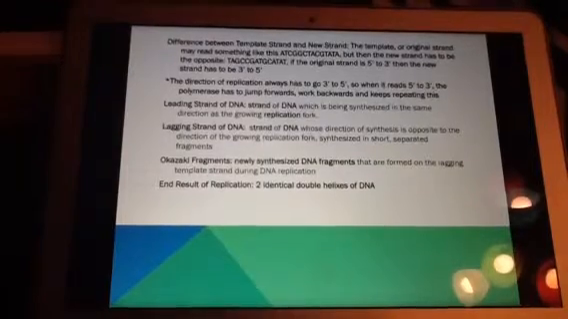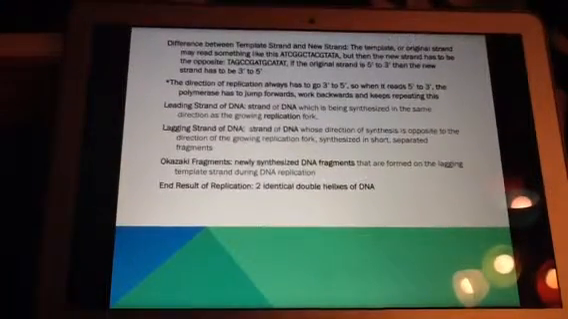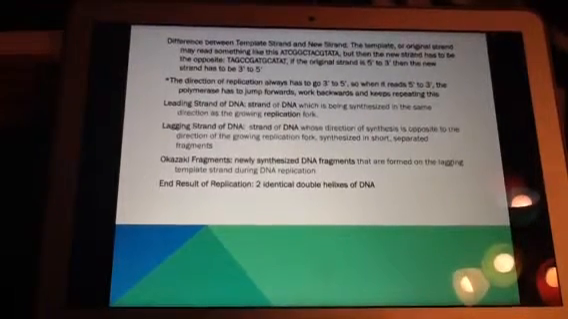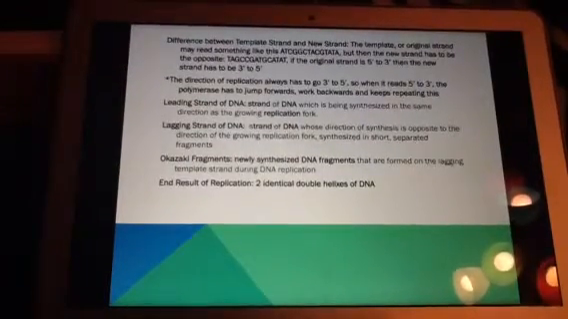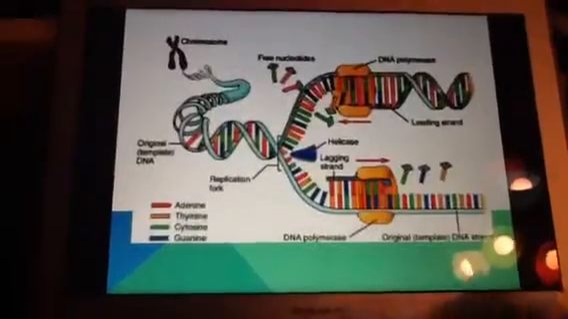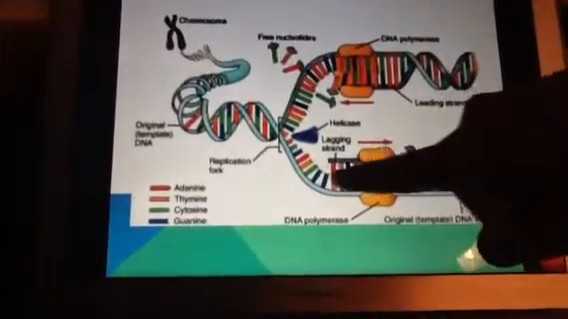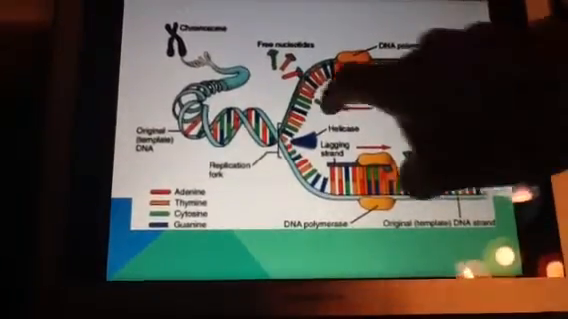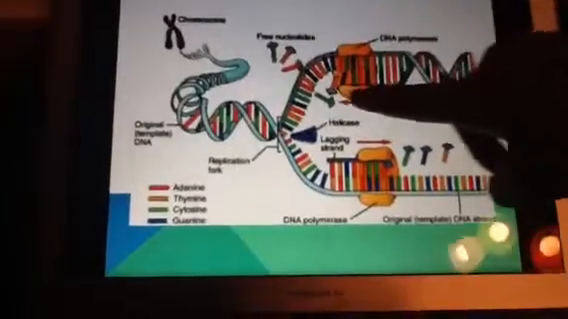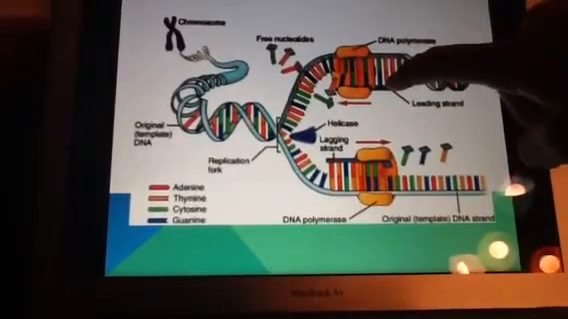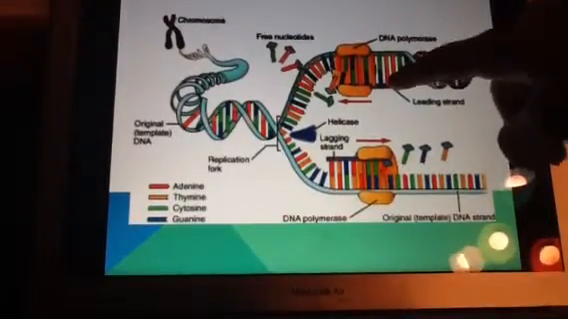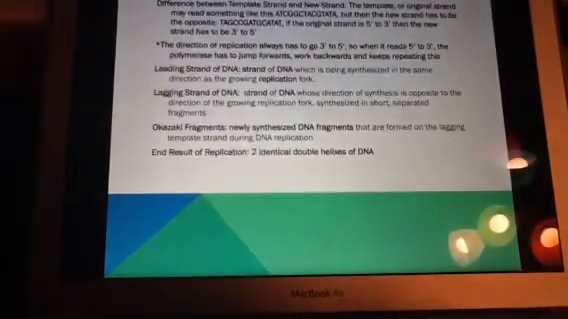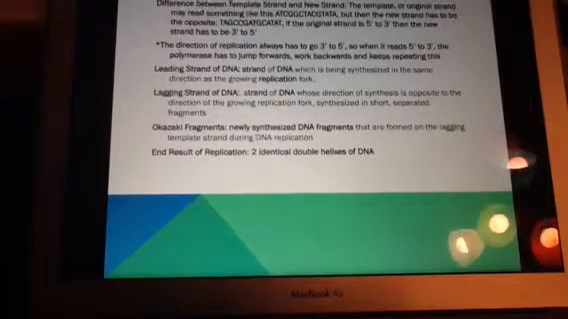And if the original strand is 5 to 3, then the new strand has to be 3 to 5. The direction of the replication always has to go 3 to 5, so that when it reads 5 to 3, like in the bottom strand, it has to jump forwards, work backwards. So like down here, or up here actually, it's having to go this way and then work backwards. Come this way more, work backwards. Come this way and work backwards, so that it can read in the right way, because it's not the 3 to 5 like it's supposed to be.